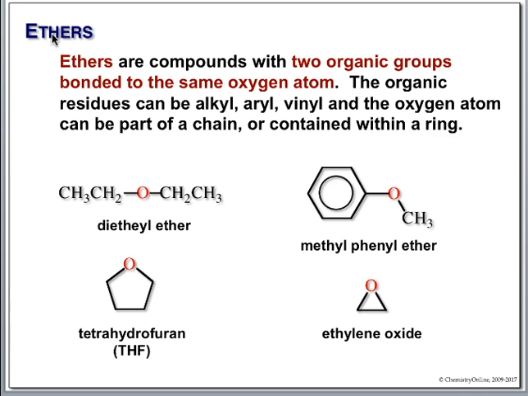Furan itself looks like this. It has two double bonds, oxygen in the ring. What is unique about this? When you look at this, what pops into your head? How many pi electrons do we have? We have 2, 4, and 6.